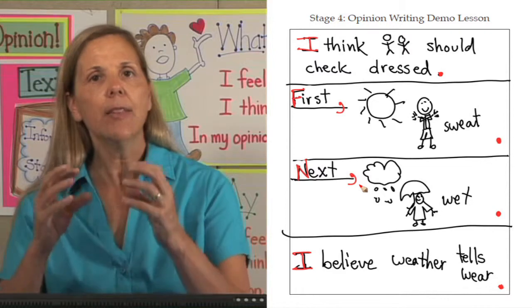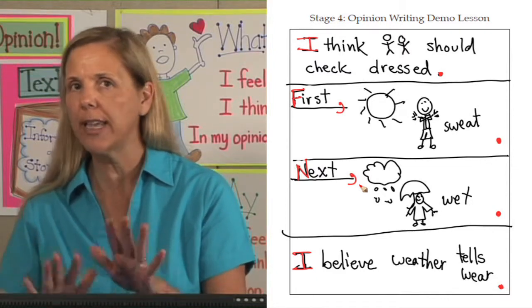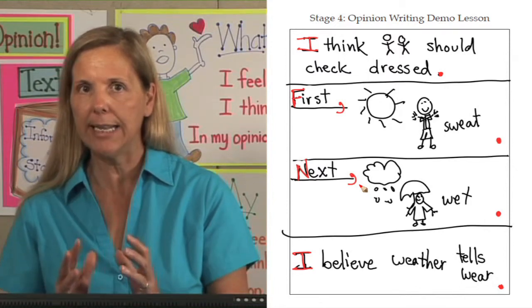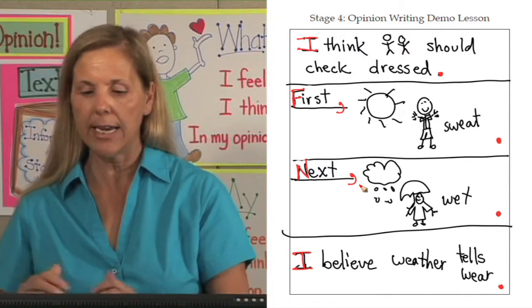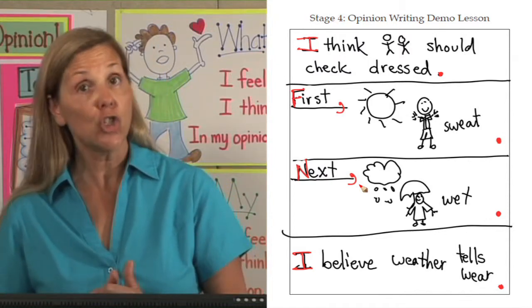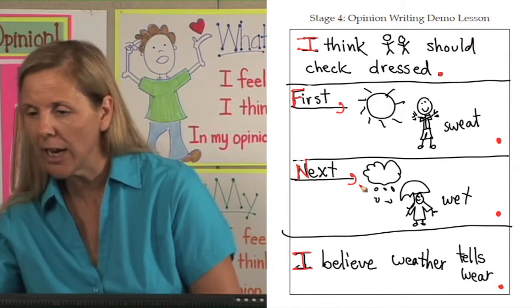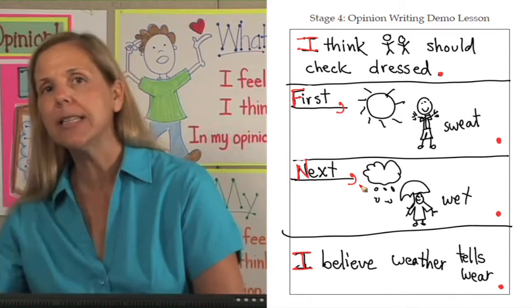As they write, they continue to say their organizer. You don't want kids to be quiet and write. They won't use the organizer. The oral rehearsal doesn't stop after the planning. You read your organizer and then you write, and as you write, you say it. So you would say, I think people should check the weather before they dress. Now when they write, I think people should check the weather before they dress. They say their sentence and they say it as they write.